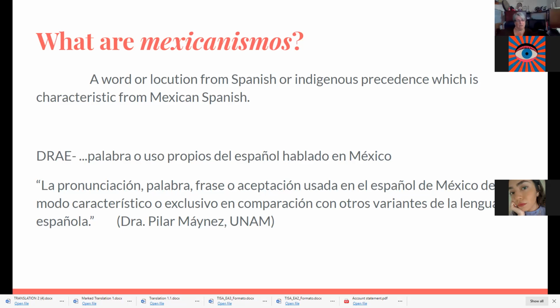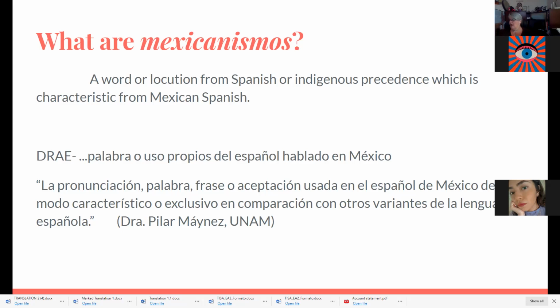And Dr. Pilar Máinez defines it as la pronunciación, palabra, frase o acepción usada en el español de México, o de modo característico o exclusivo en comparación con otras variantes de la lengua española. So what we call mexicanismos, quite simply, is words and phrases that we use commonly or in certain ways in Mexico that other variations and other dialects of Spanish do not use.